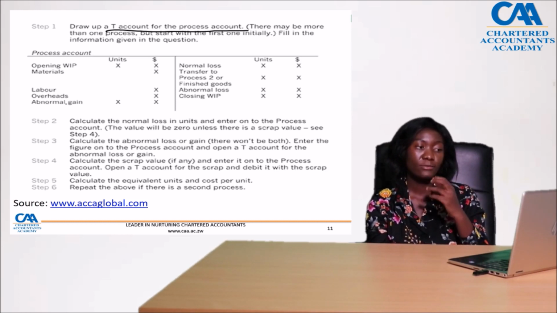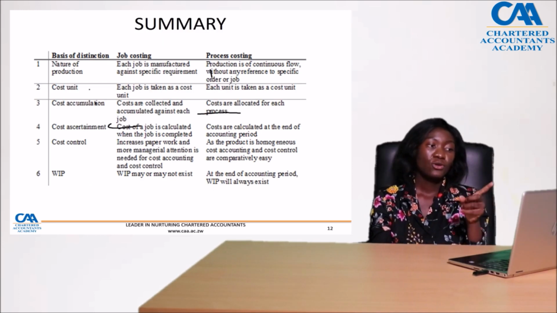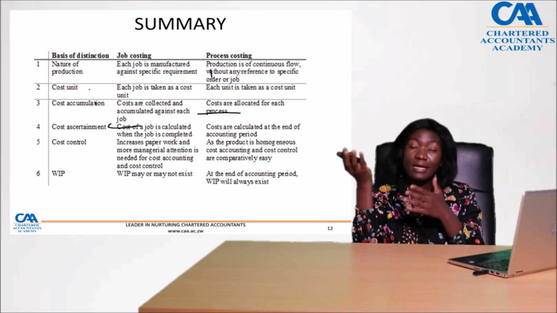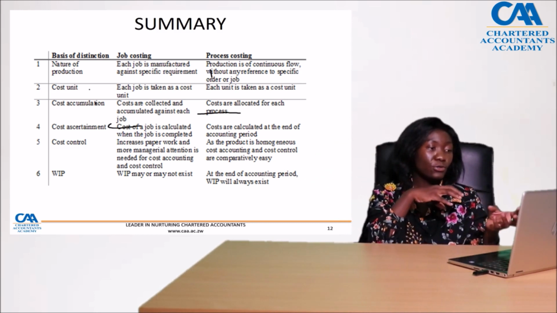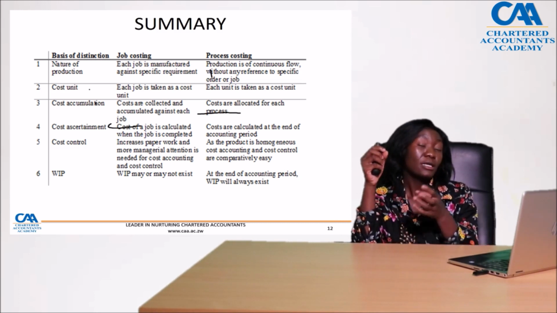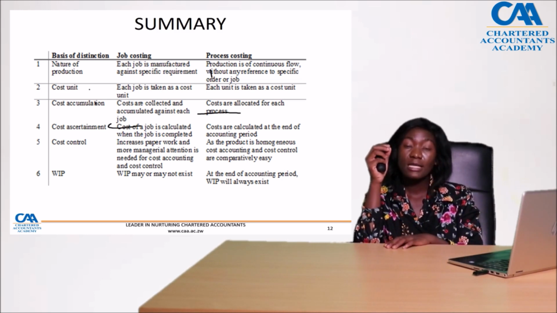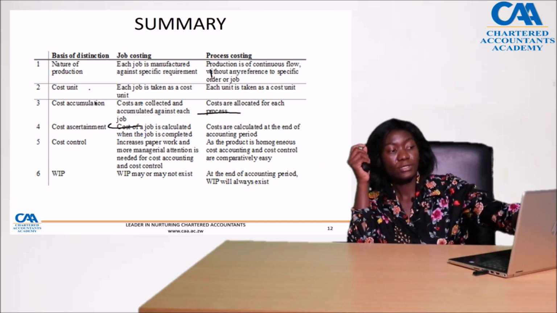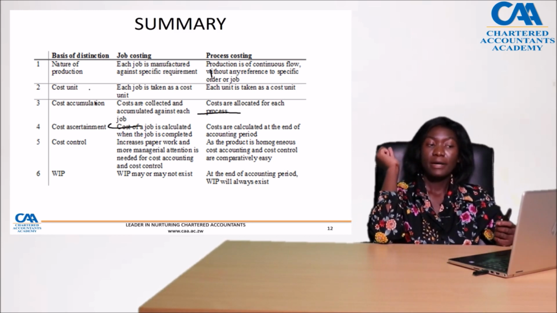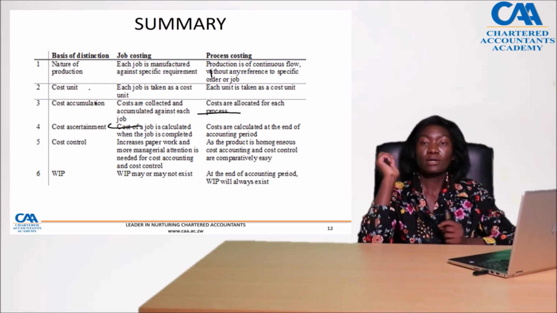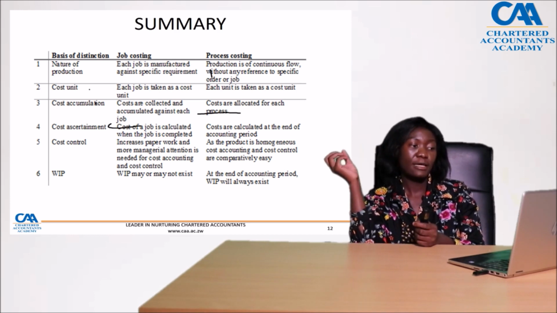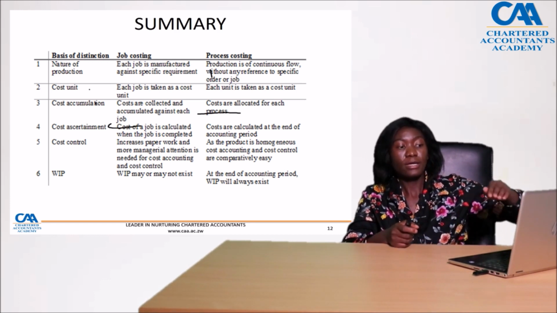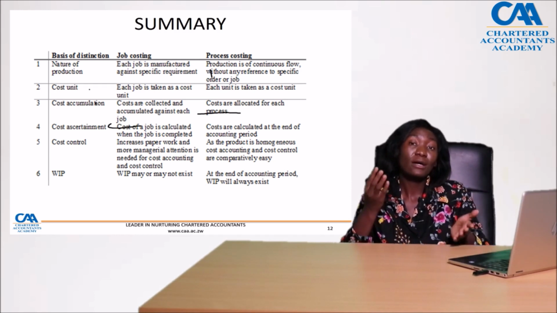So in summary, the nature of production, distinguishing job costing and process. Job costing, each job is manufactured against a specific requirement, but for process costing, it's a continuous flow without any reference to a specific job. When it comes to cost unit, each job is taken as a cost unit under job costing, but under process costing, each unit produced is taken as a cost unit. Cost accumulation, under job costing, costs are accumulated against each job. But under process costing, they are accumulated under each what? Under each process. For cost ascertainment, the cost of a job is calculated when the job is completed under job costing. But under process costing, we can calculate at the end of the accounting period. Why? Because we can be able to calculate what?